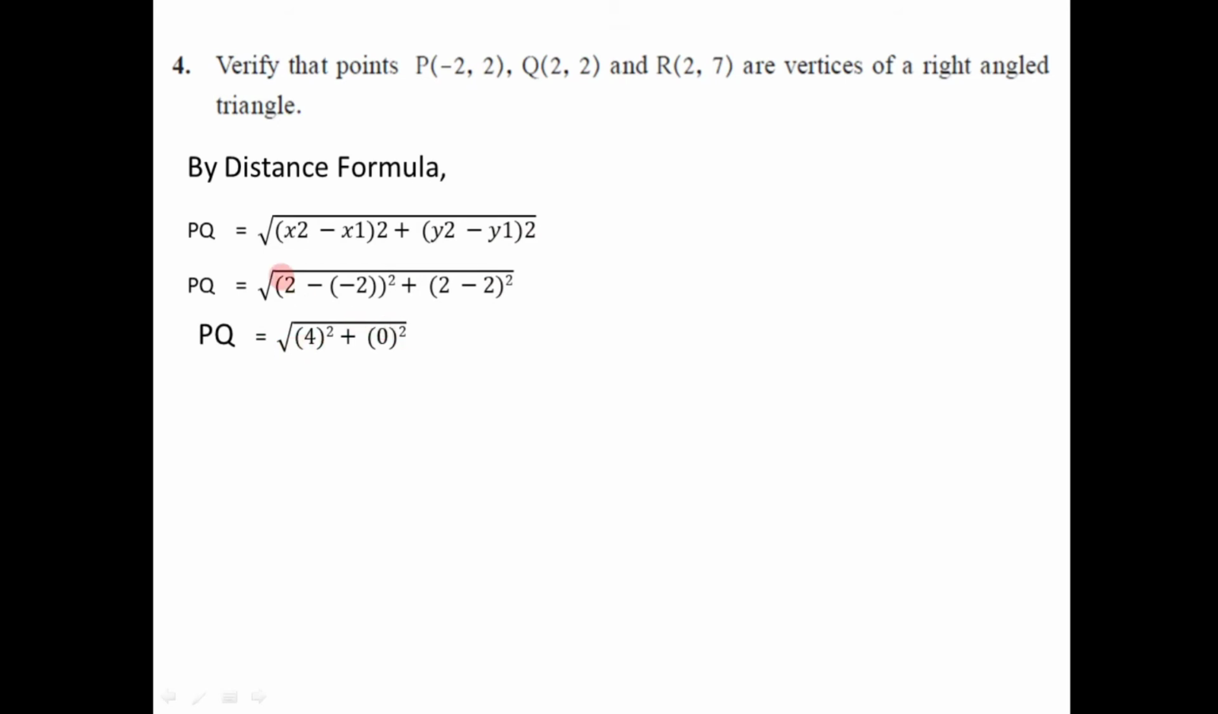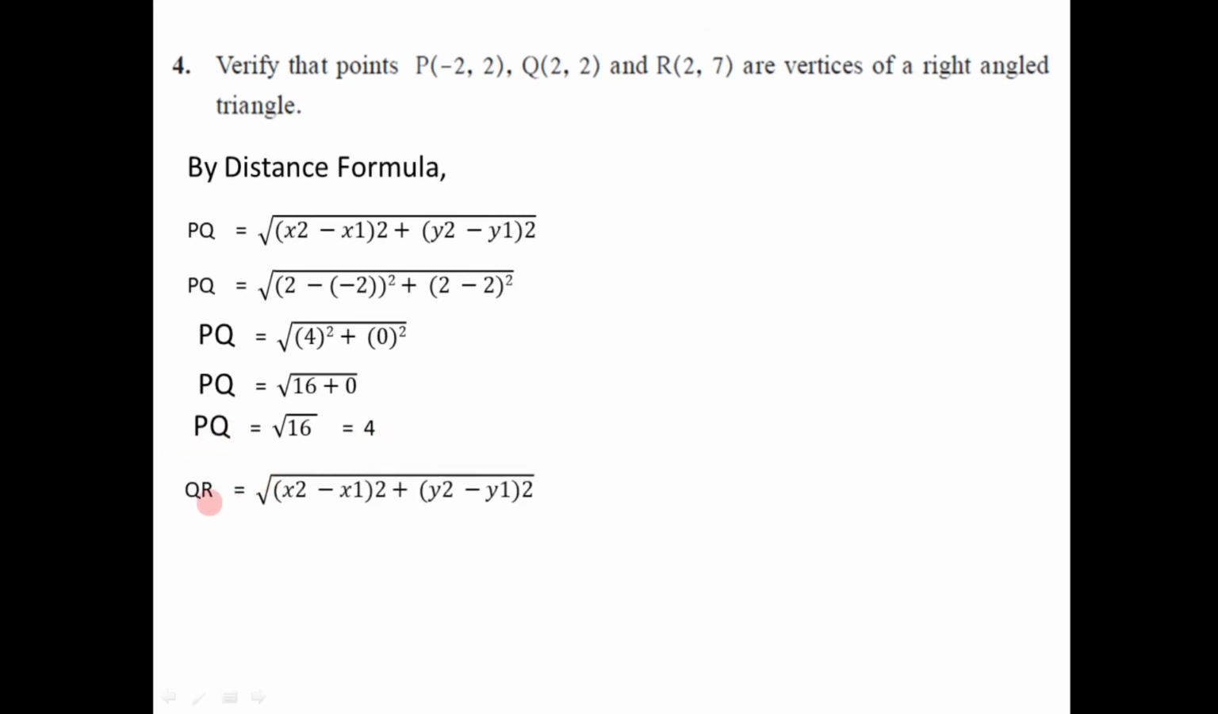So the next step will be 2 minus minus will become plus 2. So 2 plus 2, that's 4 square plus 2 minus 2, that's 0 square. We'll get the distance PQ is equal to under root 4 square is 16 plus 0 square is 0. So PQ is equal to under root 16. And we know that 16 is a perfect square of 4. That's why under root 16, that is 4. So distance PQ, so the length of segment PQ is 4 units.